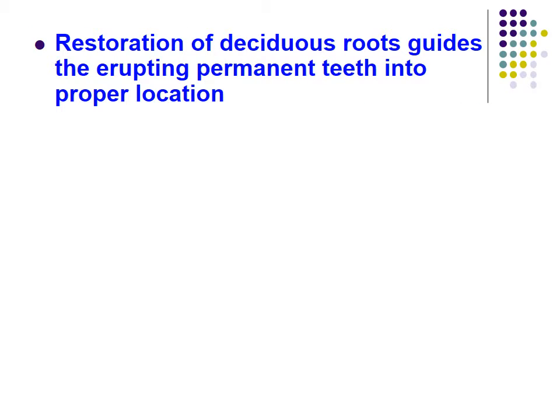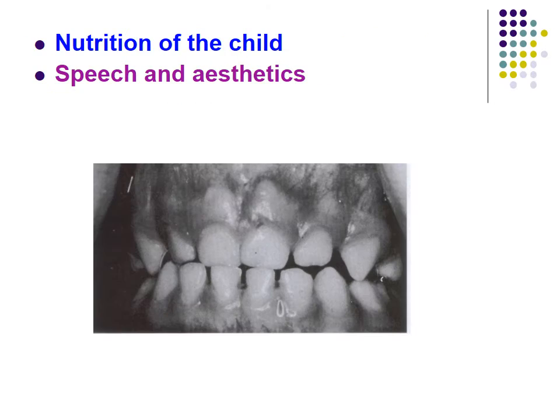In next importance, retention of deciduous roots guides the erupting permanent teeth into proper location. Lastly, it is important in nutrition of the child and speech and aesthetics of a child.